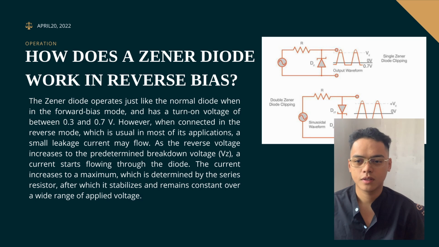As the reverse voltage increases to the predetermined breakdown voltage VZ, a current starts flowing through the diode. The current increases to a maximum determined by the series resistor, after which it stabilizes and remains constant over a wide range of applied voltage. So that's how the Zener diode works in reverse bias.